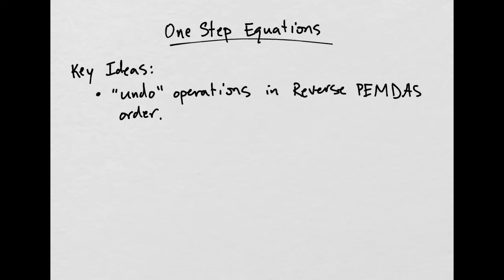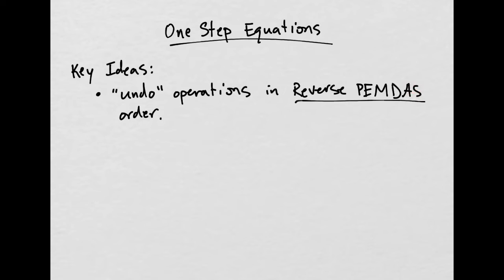This first one isn't really relevant to one-step equations, but I'm going to say it anyway just to get your mind thinking of it. Undo operations in reverse PEMDAS order. Some people may have seen this already, but we're going to start. PEMDAS, remember, is do what's inside the parentheses first, and then do the exponents, and then do multiplication and division, and then do addition and subtraction.